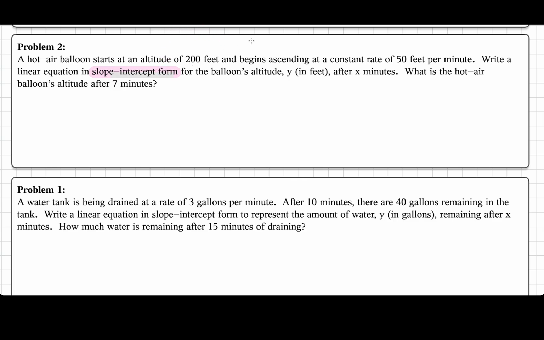So what we're going to look for is whether it tells us any information about a b value or an m. It starts at an altitude of 200 feet, so there is your initial value, your y-intercept. So b is 200. It begins ascending at a constant rate of 50 feet per minute. So there is your x.